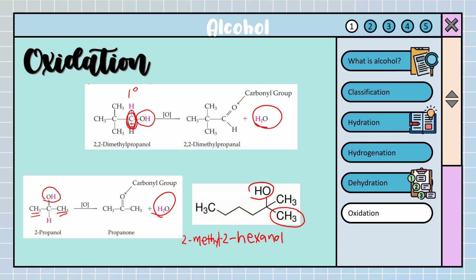Since our hydroxyl-bearing carbon has 3 R groups attached to it, this is considered a tertiary alcohol. And again, in oxidation, since there is no hydrogen atom that can be eliminated in this structure, we cannot have any reaction. Therefore, the possible product is no reaction, or NR.